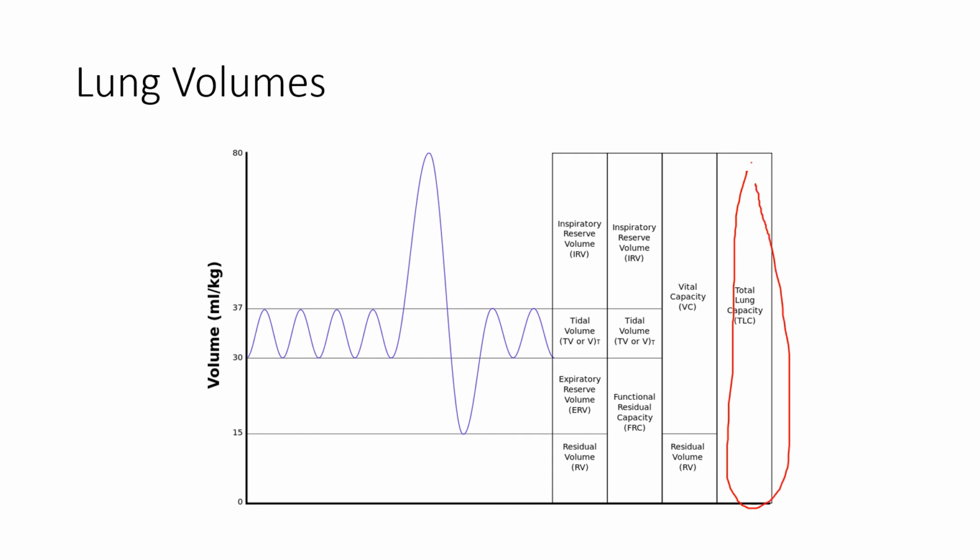Then we have our vital capacity, which is the maximum amount of gas that can be breathed out of the lungs after a maximum inspiration. You may see this as the FVC, or forced vital capacity, which means it is a forced maneuver. Tidal volume is the volume of expired gas during an unforced respiratory cycle, or quiet breathing.